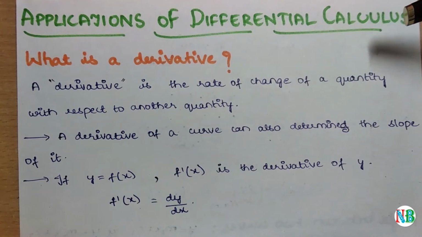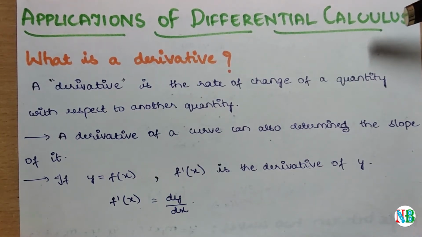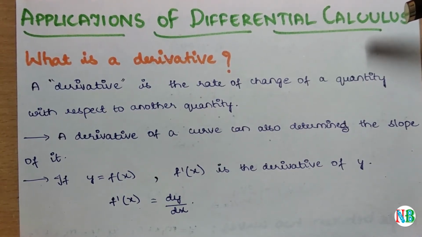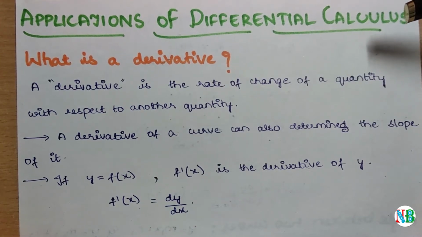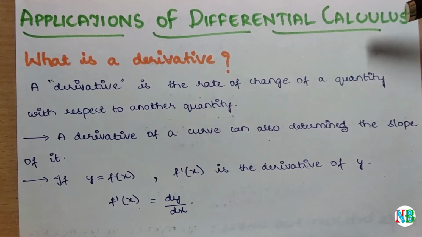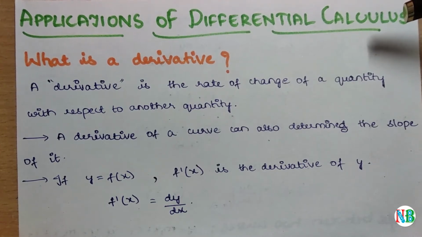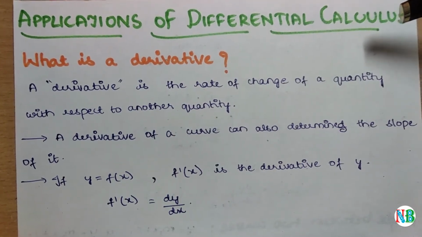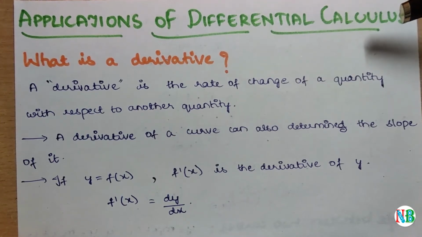A derivative is nothing but the rate of change of a quantity with respect to another quantity. For example, when we are traveling in a vehicle, the speedometer indicates the speed along with the time that we are traveling. So the distance which we cover in a particular time is the derivative. It is a comparison of a quantity with another quantity.